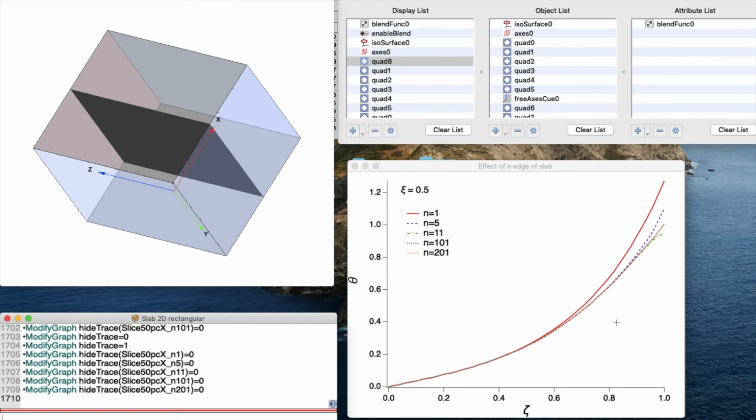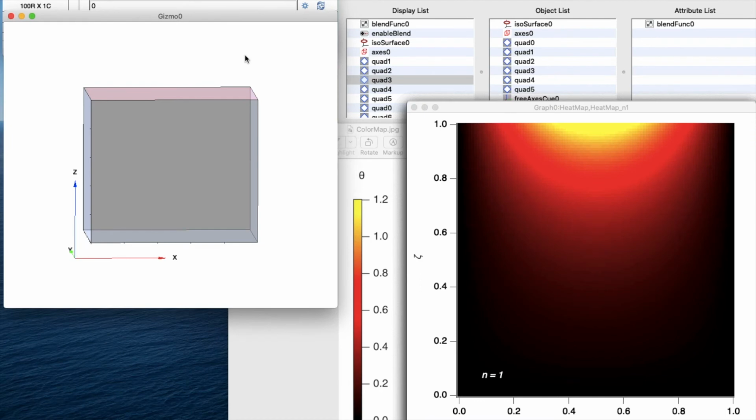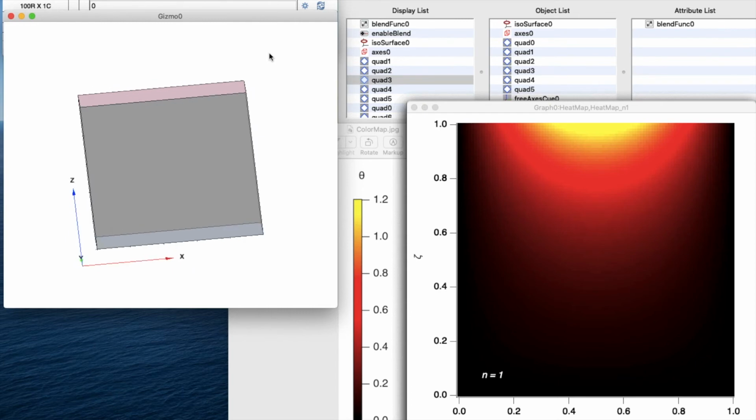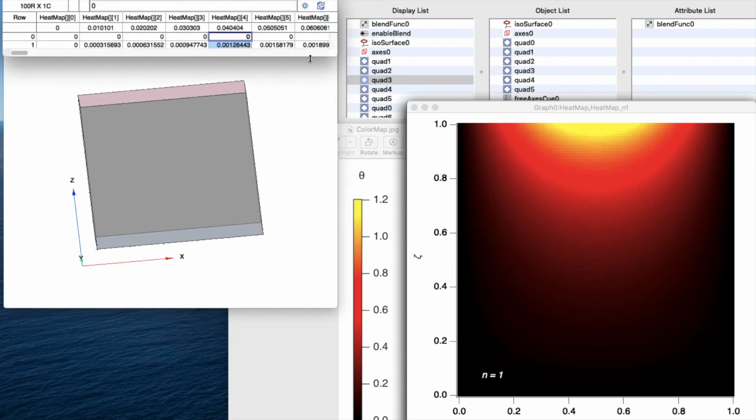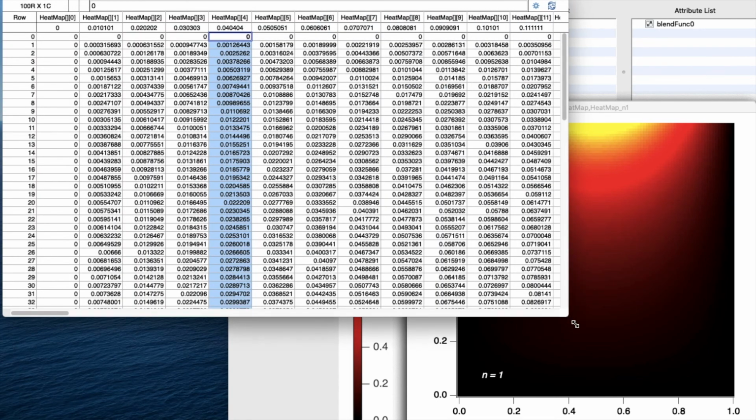reasonably accurate solution. We can finally visualize our heat transfer solution in 2 dimensions. And to do this, we're going to use a heat map. So we're going to vary both the x and z coordinates, which in our case are xc and zeta. And for each position in this slab, we're going to calculate the non-dimensional temperature. And so what that actually looks like is a matrix of values.